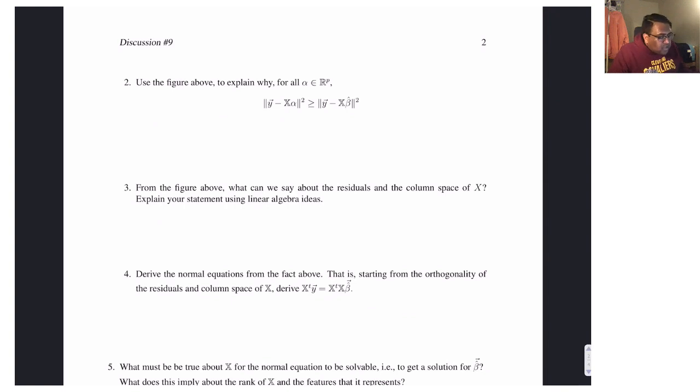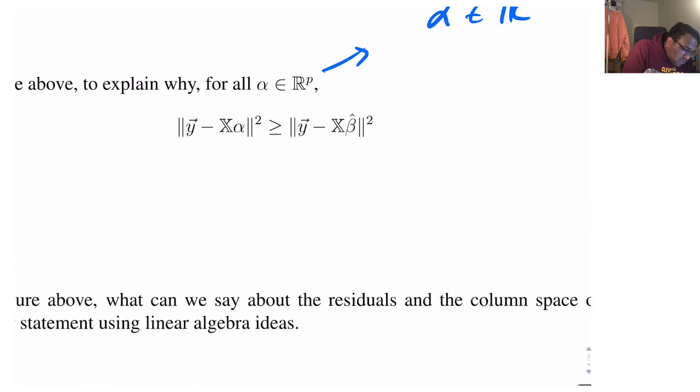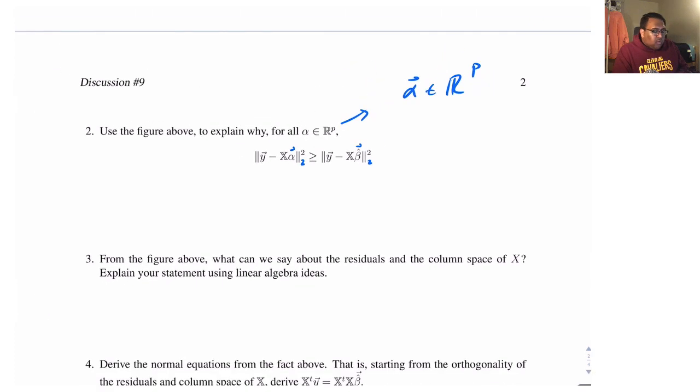So in 2, we want to use the figure above to explain why for all alpha (vector) in R^p, the L2 norm squared of y minus x alpha is greater than or equal to the L2 norm squared of y minus x beta hat. To be precise, there should be subscripts 2 here, though sometimes we omit those, and there should be vector hats over here.